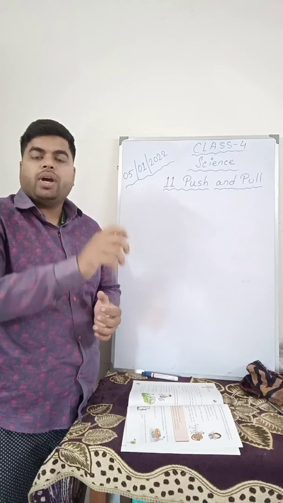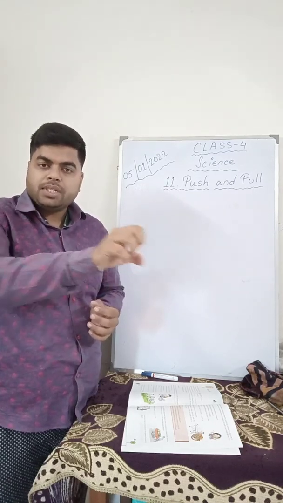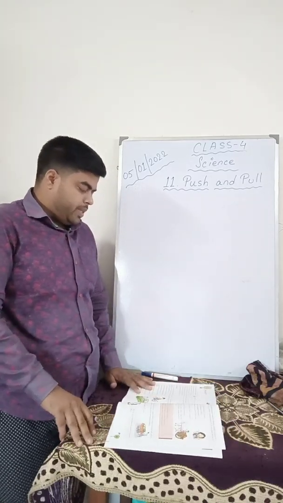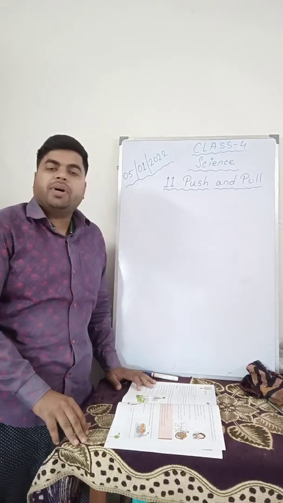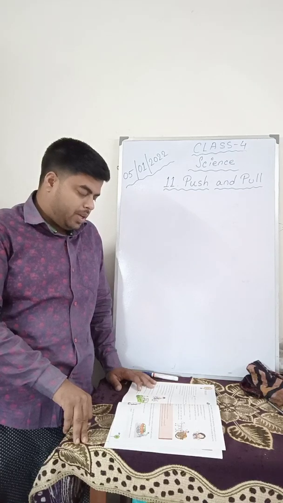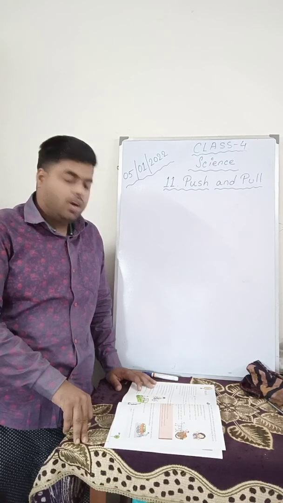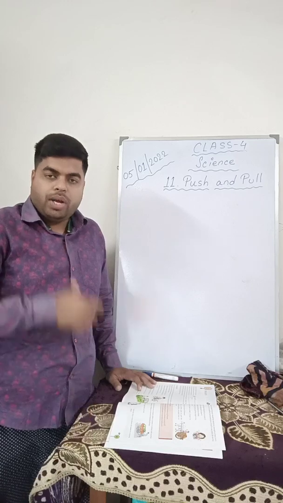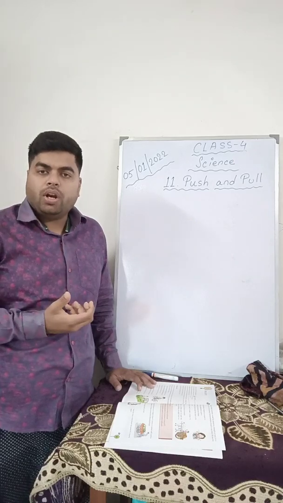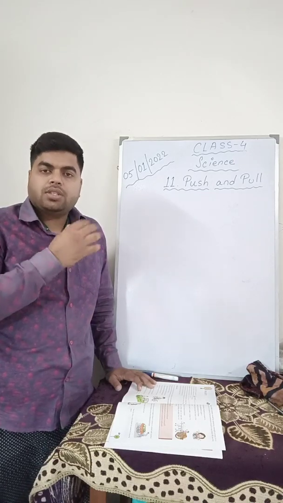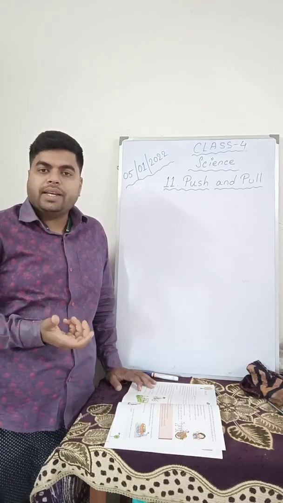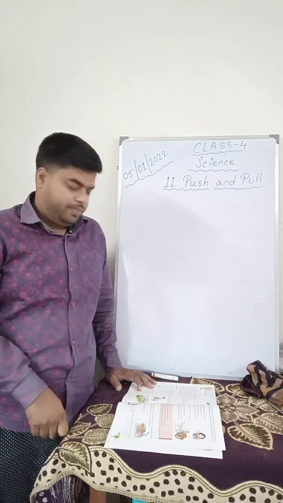And pull means you apply force so that the object comes nearer to you, so that the object comes closer to you. We push or pull objects in our everyday life for various purposes. For example, to move them from one place to another, to stop them, and to change their shape, size, speed or direction. So we apply force, we apply pressure so that we can do various work.